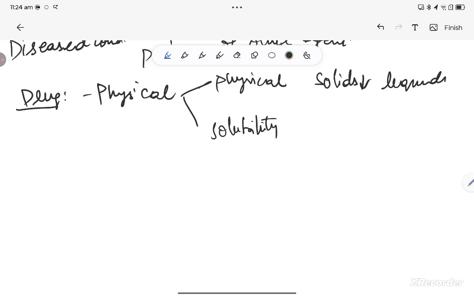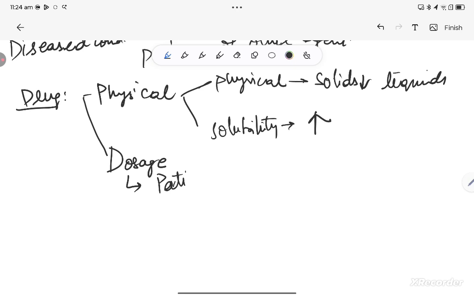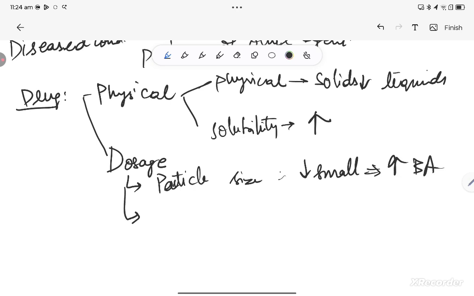In the same way, solubility. More the solubility, more is the absorption. It's as simple as such. Yes. Now this is about your physical factors. Now dosage forms. In dosage forms, we saw three. First thing is particle size. Smaller the particle, more is the bioavailability. Second parameter is disintegration time.